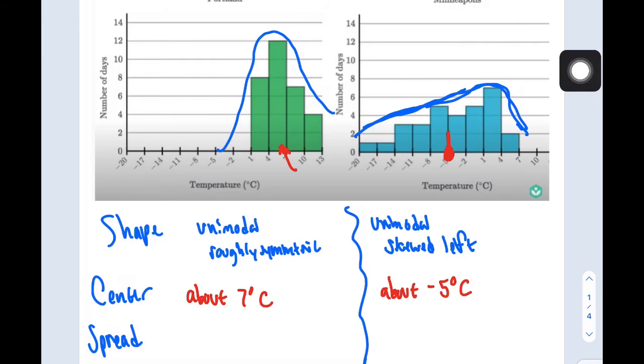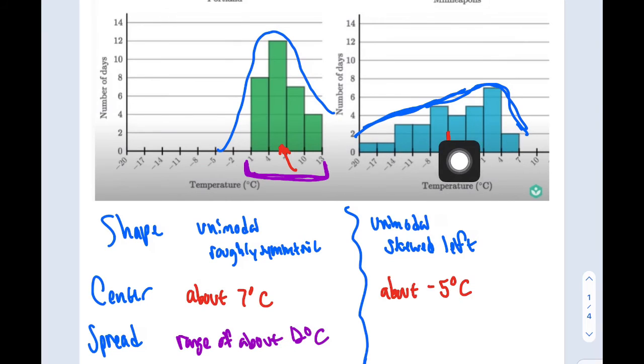And looking at just Portland, the range of values ranged from 1 degree Celsius to 13 degrees Celsius. So we can say we have a range of about 12 degrees Celsius. Right? How did I get 12? 13 minus 1.